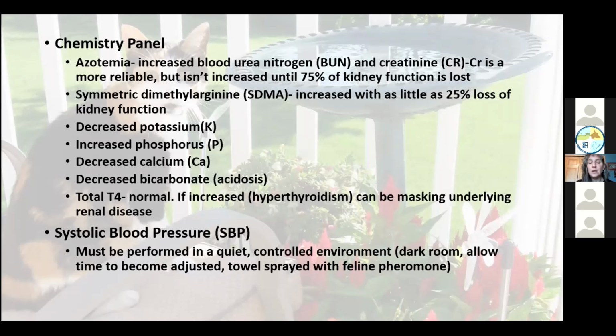Now there are two types to get an indirect blood pressure, Doppler versus oscillometric. The Doppler method is probably more accurate, but does require a little more restraint of the cat. And you should be using headphones to avoid stress hypertension from the sounds that the Doppler machine makes. The oscillometric method is a little less accurate, but it doesn't require quite as much restraint. So both can be used. Just use what you have.